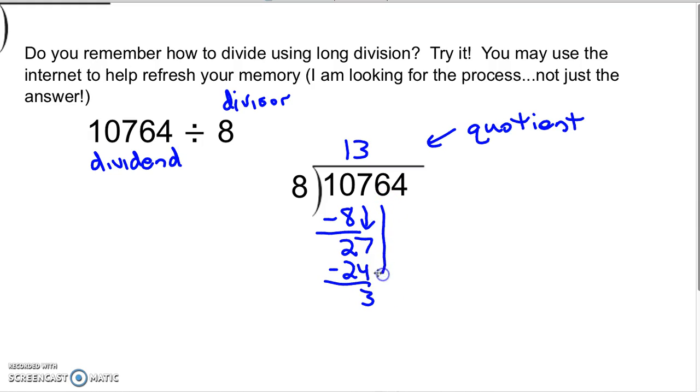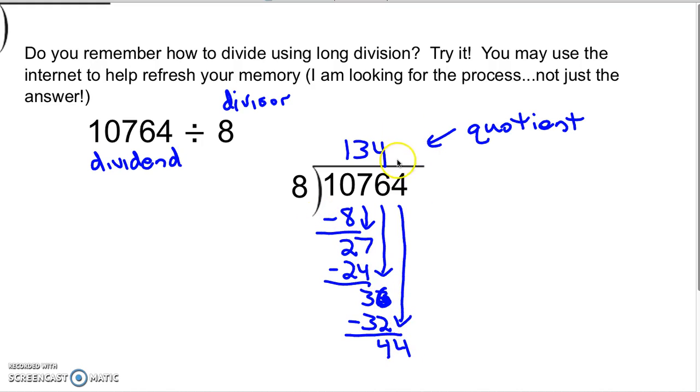We bring down again. Whoops, sorry, that's a 6. 8 goes into 36. Well, 8 times 4 is 32. 8 times 5 is 40. So we're going to use the 4 and put that above. Notice your answers always go above. Since 8 times 4 is 32, we write it. We subtract. And we keep bringing down until we have nothing left to bring down.